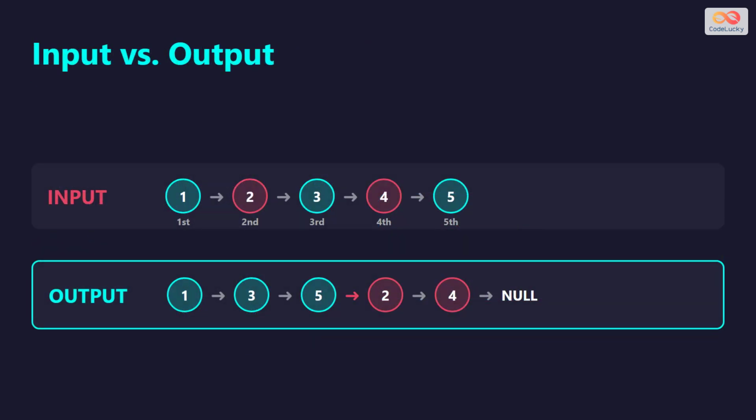Here is a visual example. In the input list, we have nodes 1 through 5 in order. In the desired output, notice how the first, third, and fifth nodes are grouped at the beginning. Then, the second and fourth nodes follow them. We preserve the relative order inside each group.